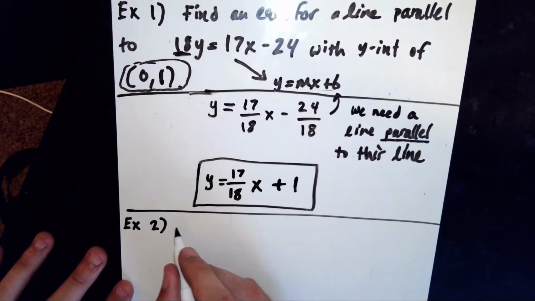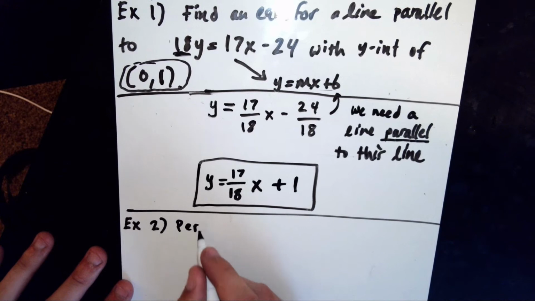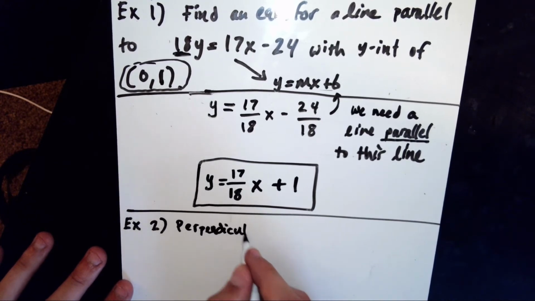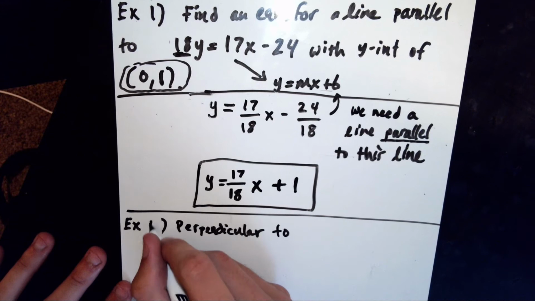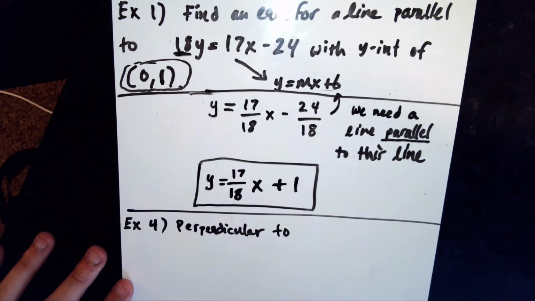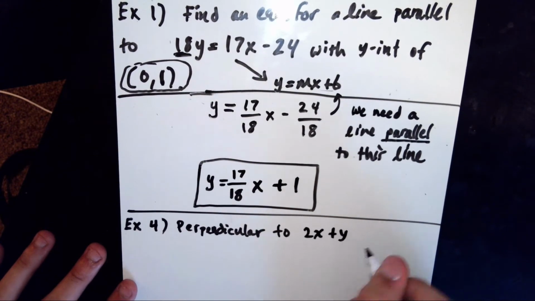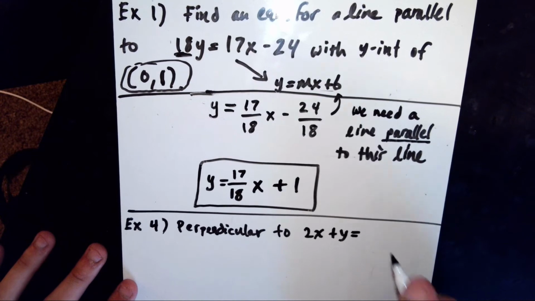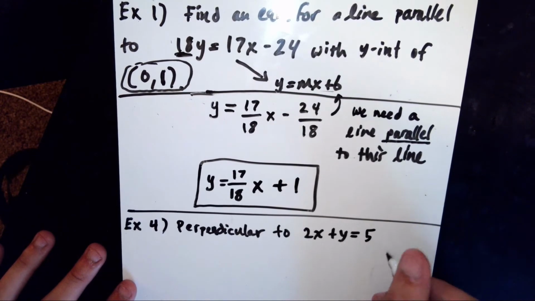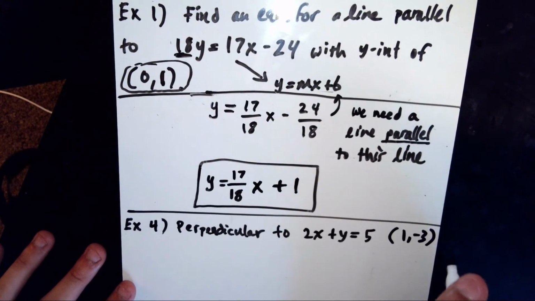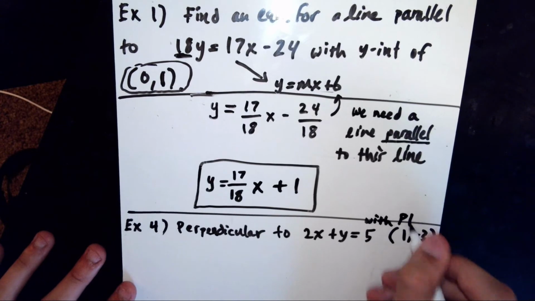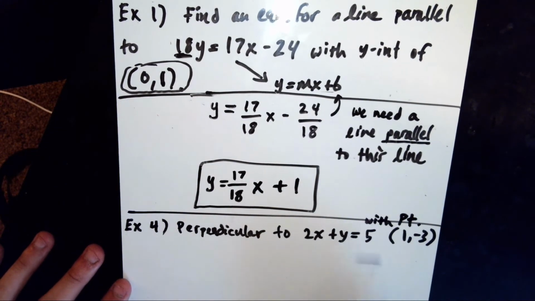Let's say we want to find an equation of a line that's perpendicular to, and this is actually example 4 in the text, so I'll write that just to be consistent with the text. We want to find an equation for a line perpendicular to 2x plus y equals 5 that passes through the point (1, -3). So it has the point (1, -3), and it's perpendicular to this line.